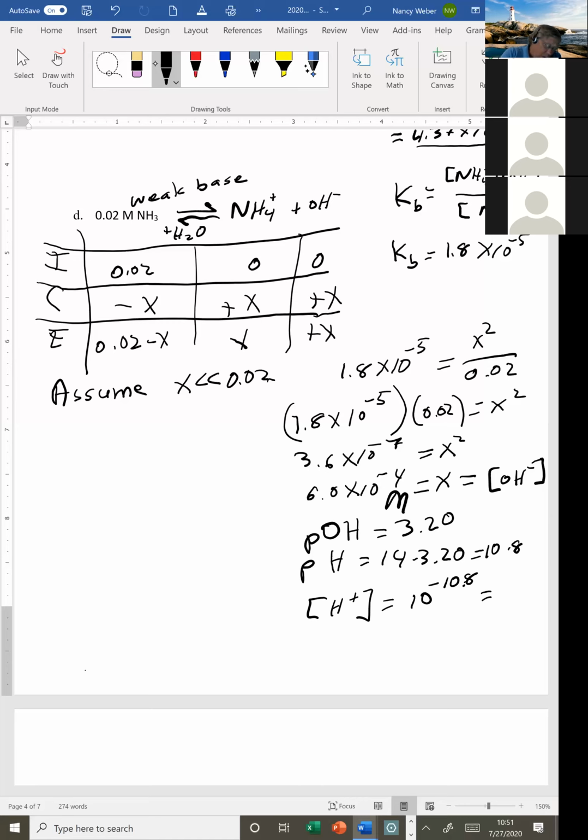Which is about 1.58 times 10 to the minus 11. And we only really have one significant figure. Or 2 times 10 to the minus 11 would be acceptable. I would accept any of those.